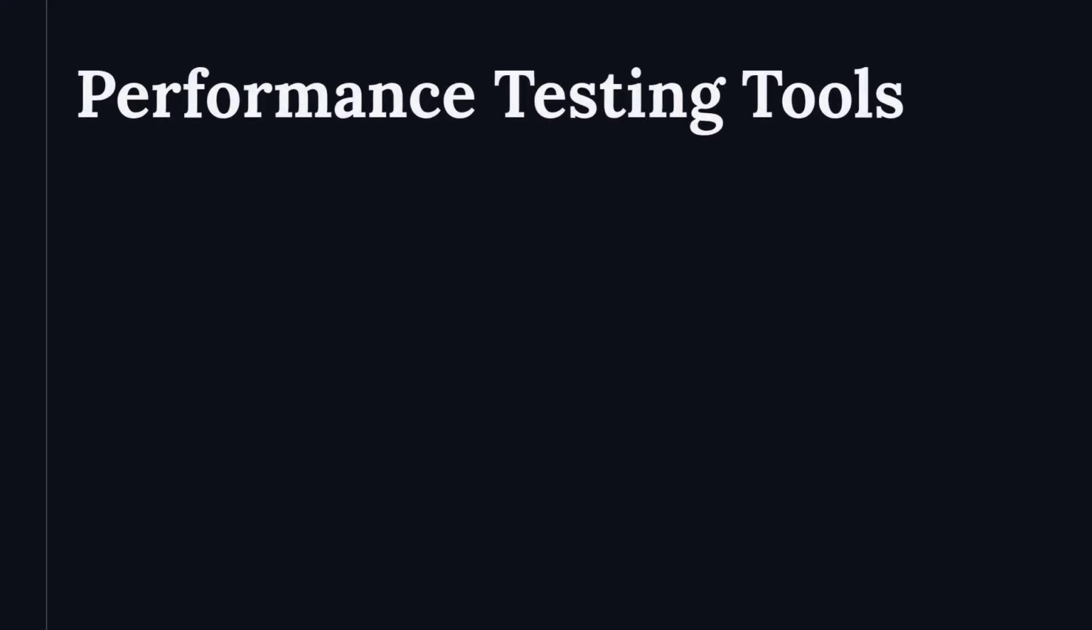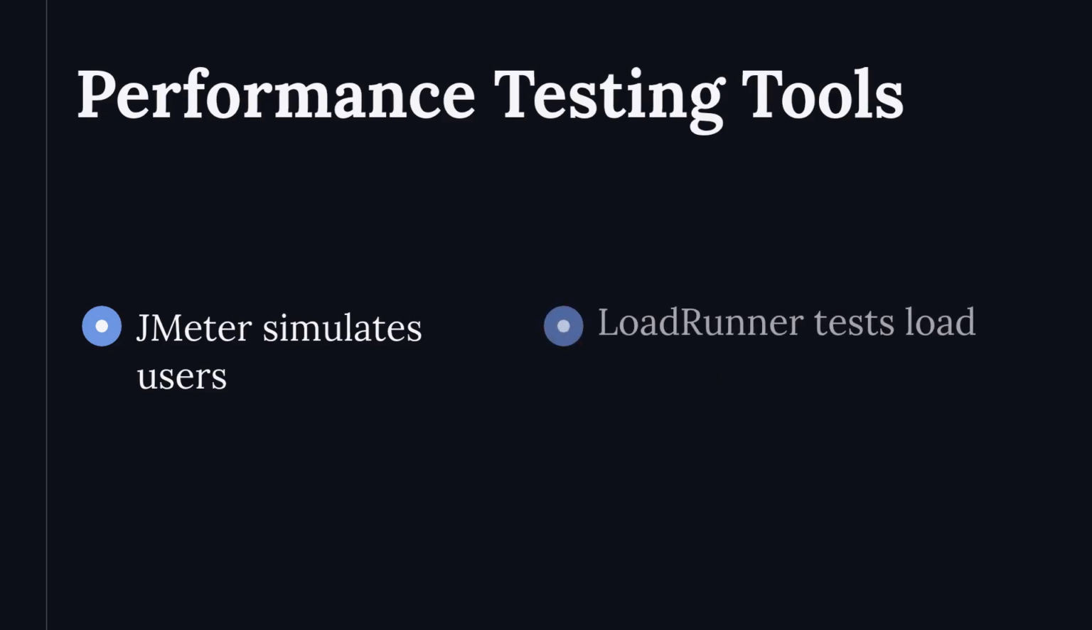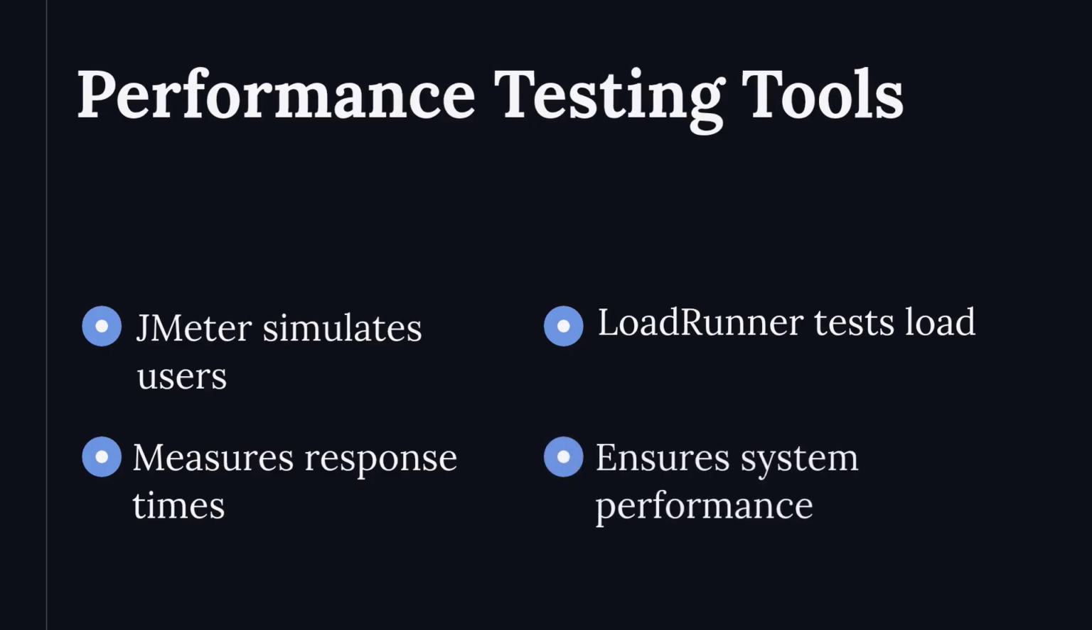Performance testing tools like JMeter and LoadRunner are key. JMeter tests web application performance by simulating users. LoadRunner offers load, stress, and scalability testing. These tools measure response times and resource usage. They ensure the system performs well under different conditions.